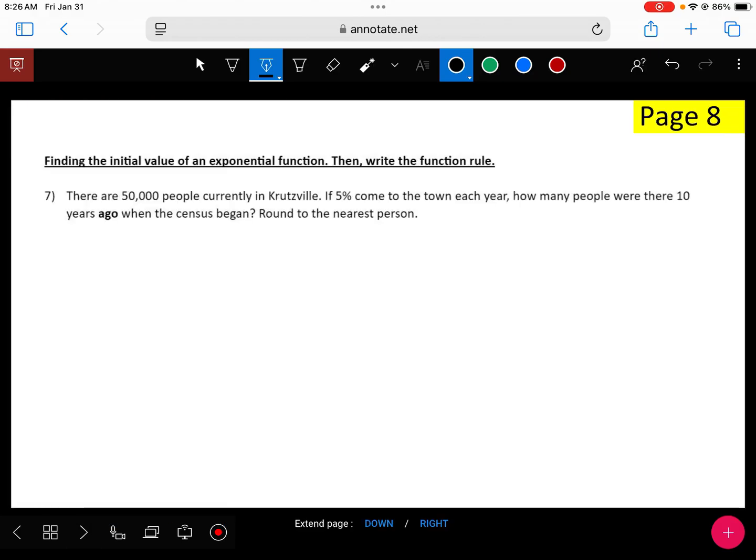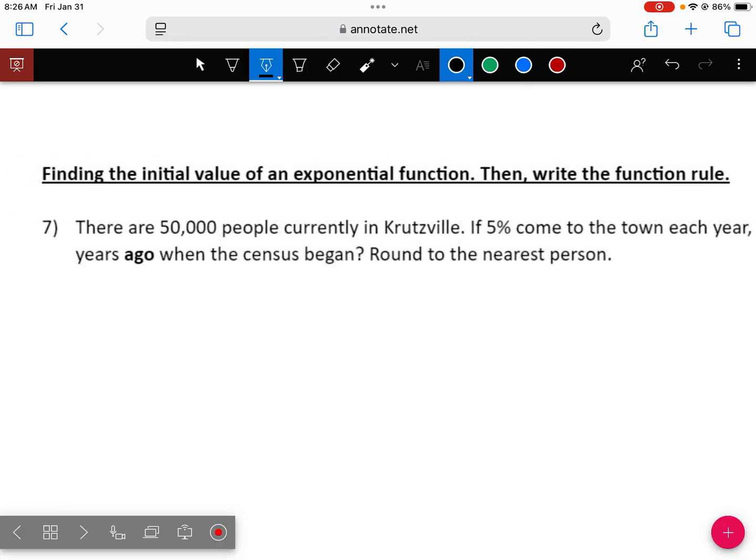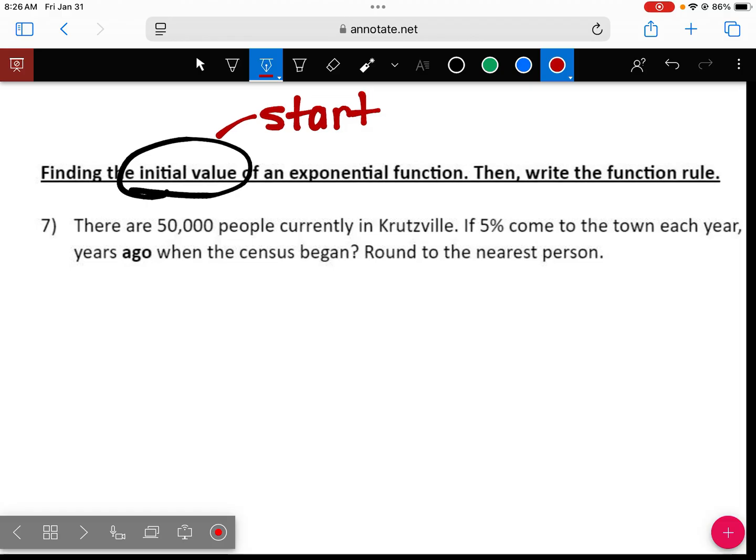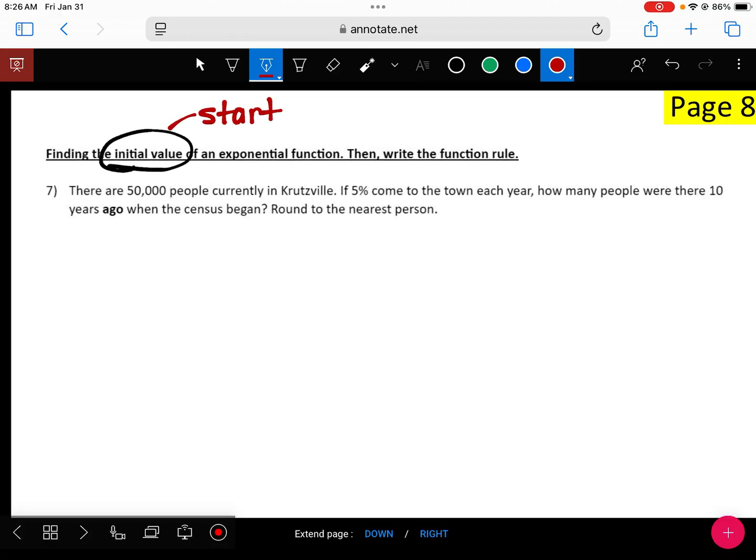All right, our last 2 questions. Let's look at number 7. So let's look at how the directions change. This says find the initial value, which means the starting value. This time they want us to find the start. They don't tell us the start, they tell us the end. And they want us to go backwards and figure out the start. So there are 50,000 people who live in Cruttsville. That's my ending amount. That would be A.